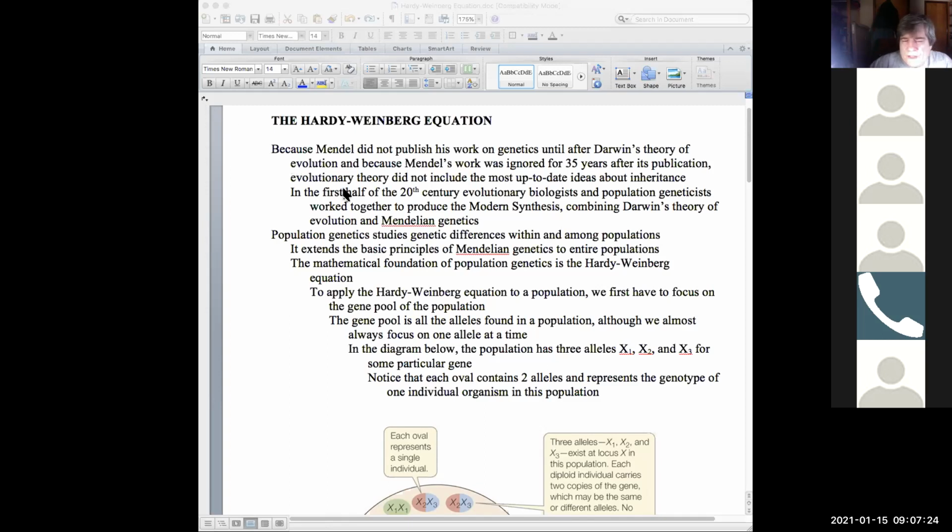And in the first half of the 20th century, evolutionary biologists who were, in a sense, applying Darwin's ideas, and population geneticists who were applying Mendel's genetics principles to study populations started to work together. And what they produced was eventually called the modern synthesis. And it combined Darwin's theory of evolution and Mendelian genetics. And really, the Mendelian genetics is basically the same as we talked about in Biology 105.